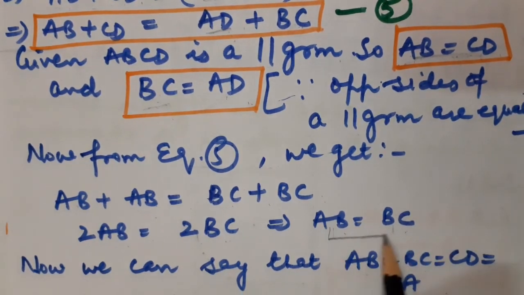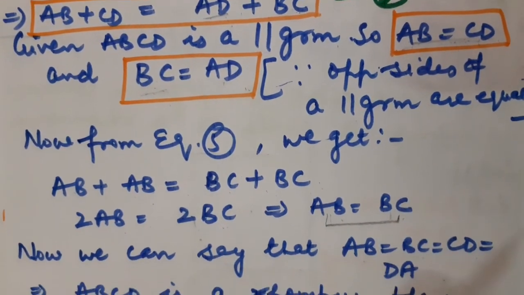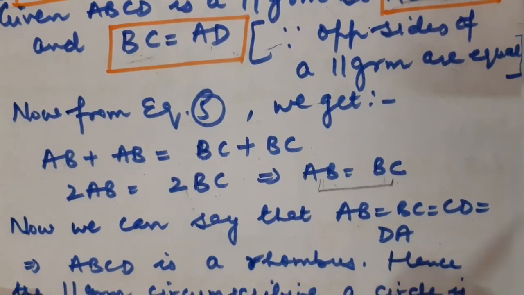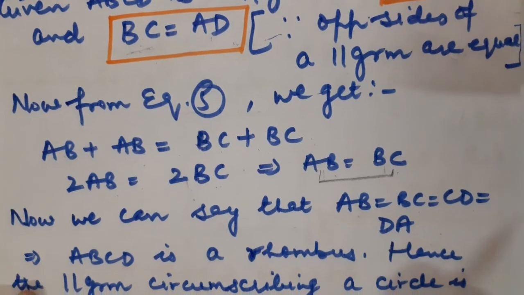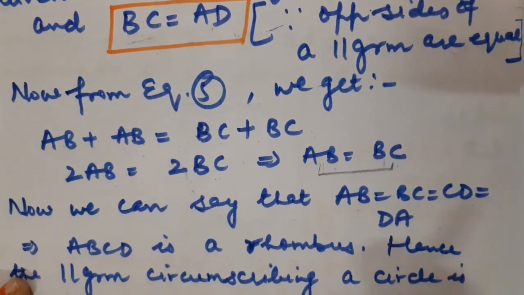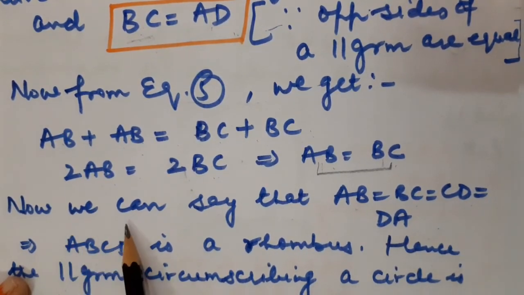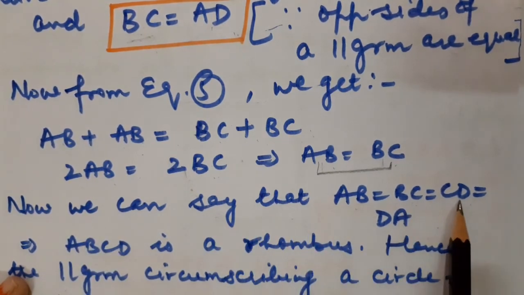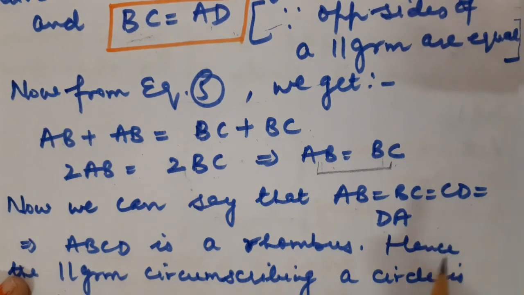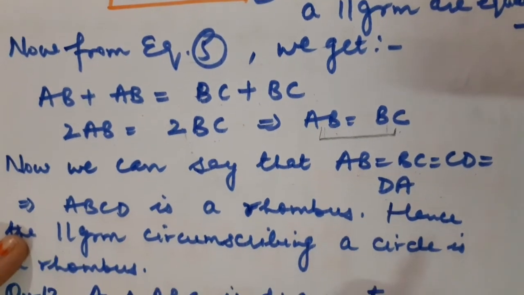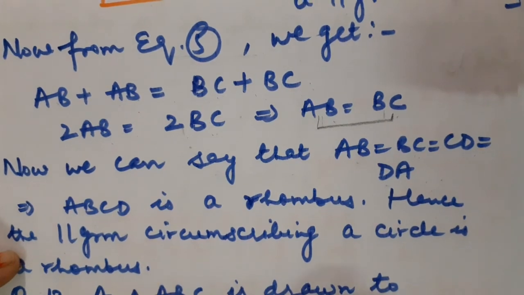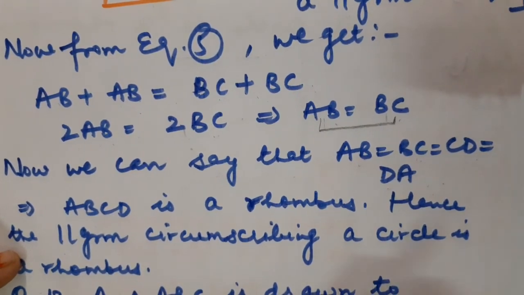And AB and BC, children, they are adjacent sides of each other. So if opposite sides are equal and adjacent sides are also equal, what can we say? That ABCD is a rhombus. It means all the four sides are equal. Now we can say that AB is equal to BC is equal to CD is equal to DA. Got it, children? So it implies ABCD is a rhombus. Hence, the parallelogram circumscribing a circle is a rhombus.